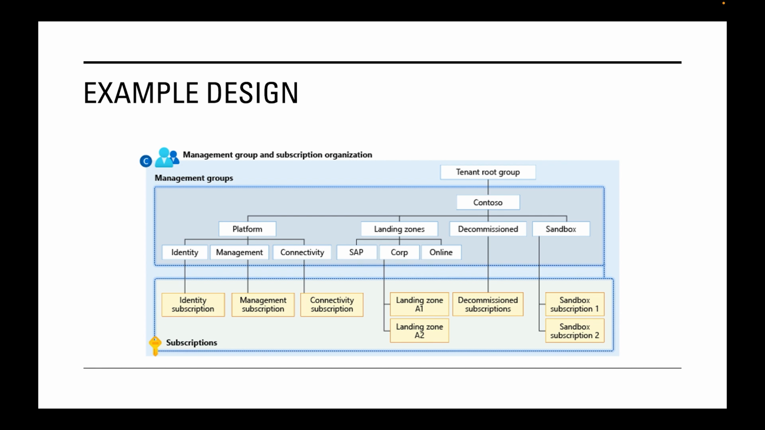The platform management group tends to be a management group that's shared with other management groups. So you have your identity subscriptions, your management, and your networking management group that other resources may use. Then you have your landing zones, right? You have SAP, Corp, and Online, and then you have Decommission and Sandbox. And if you look under each of those management groups, you'll see the yellow is the subscriptions, right? So those are AKA the landing zones.